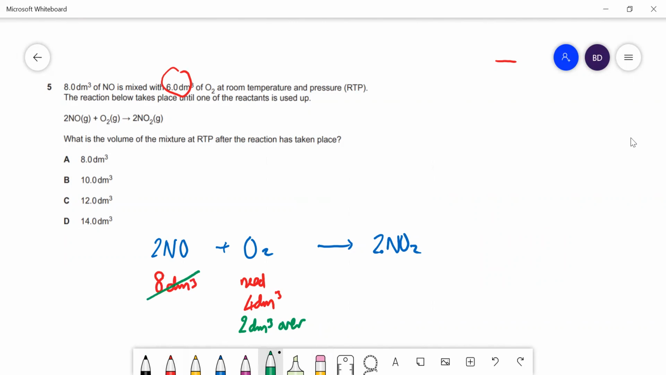All that's going to react. But 2 moles of NO gives us 2 moles of NO2, so that's going to make 8 dm cubed. Right, so the total volume of the product is going to be 8 of the NO2 and 2 of the oxygen which is left over, so that's going to be 10. So the answer is B.